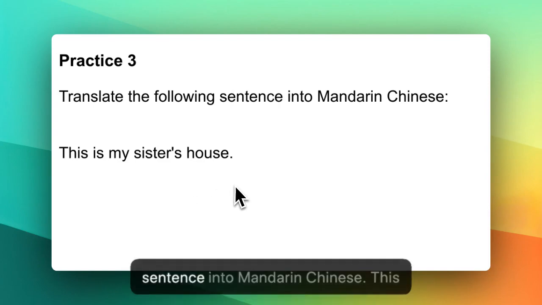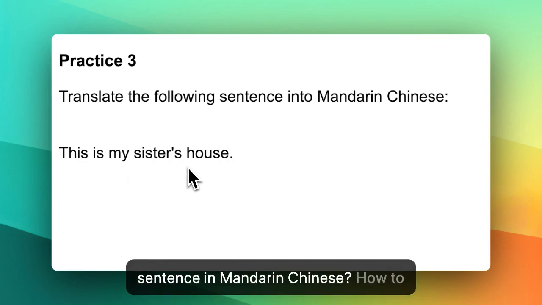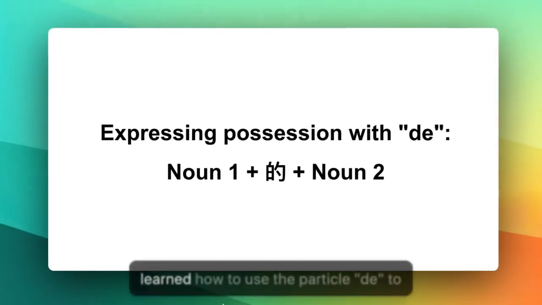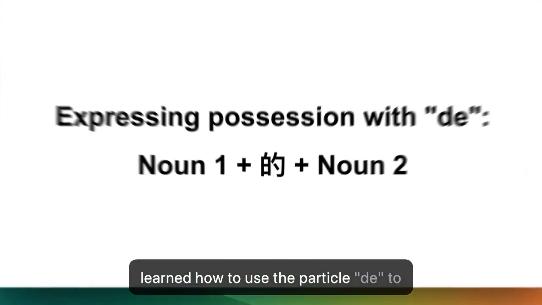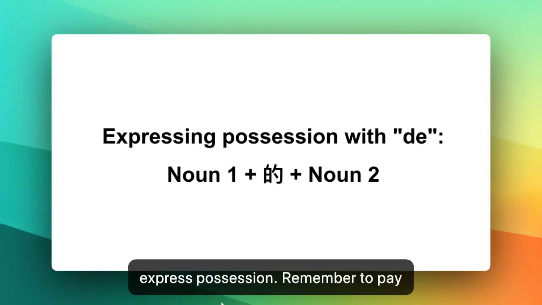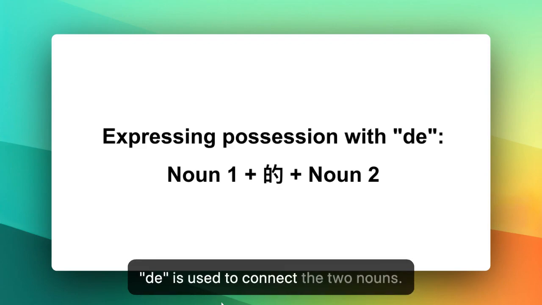Translate the following sentence into Mandarin Chinese. This is my sister's house. How to say that? In this lesson, we have learned how to use the particle 的 to express possession. Remember to pay attention to the word order and how 的 is used to connect the two nouns.